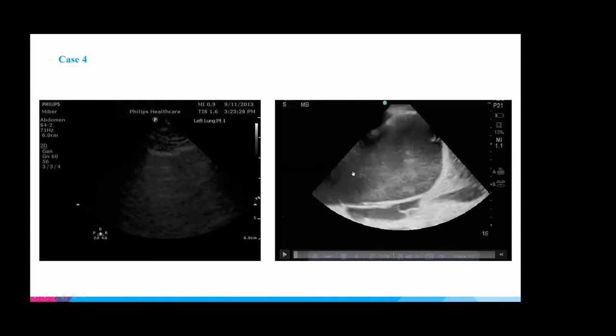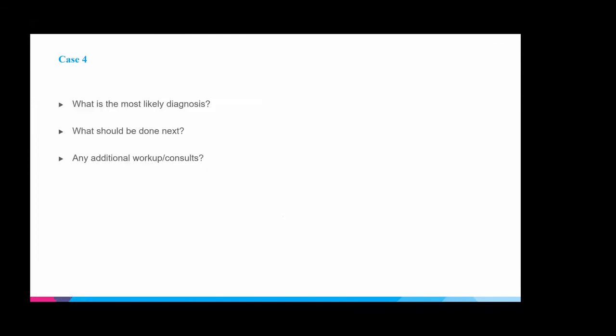So this is something very rare that you probably shouldn't see, hopefully. But it's something that would be very concerning in this patient who's potentially hemodynamically unstable and decompensating. So this patient ended up having a left-sided hemothorax post-thoracentesis that was done in the ED. So with that in mind, what would we do next? Any additional workup or consults that we should be calling?